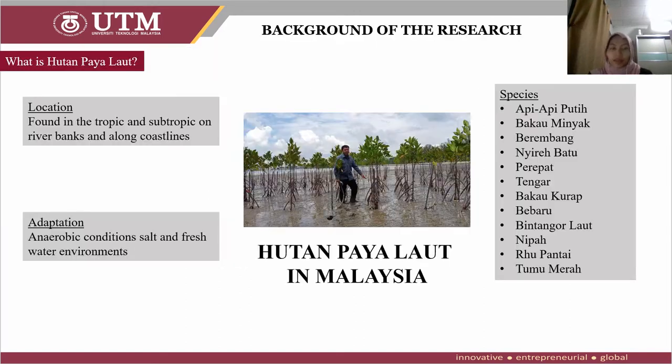So let me briefly explain what is Hutan Paya Laut. Hutan Paya Laut is located in the tropic and subtropic, on the riverbanks and along the coastlines. It is adapted to anaerobic conditions, salt and freshwater environment. Many species of trees can be found here, such as api-api putih, bakau minyak, berembang, nyirih batu, and many more.